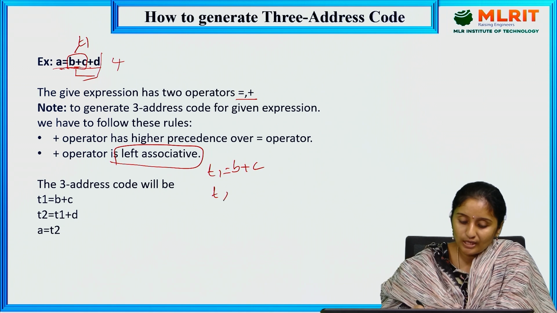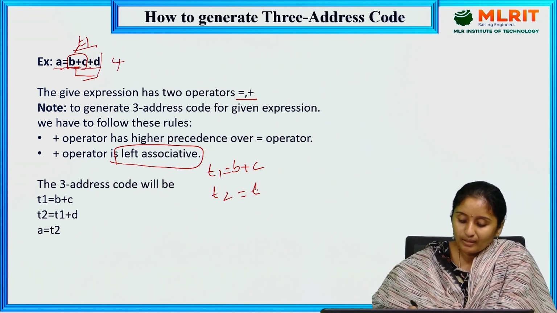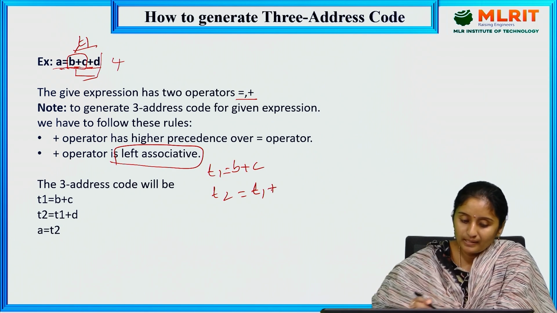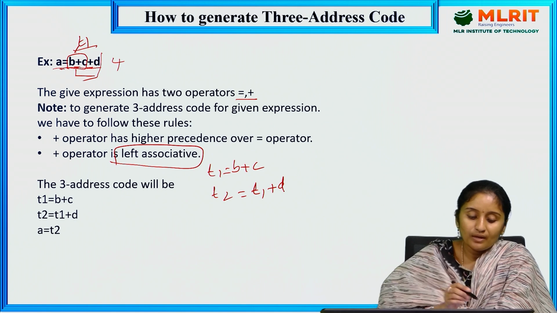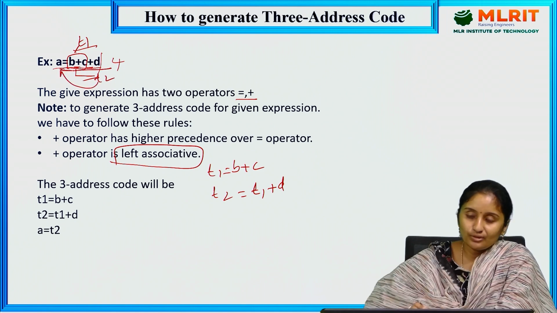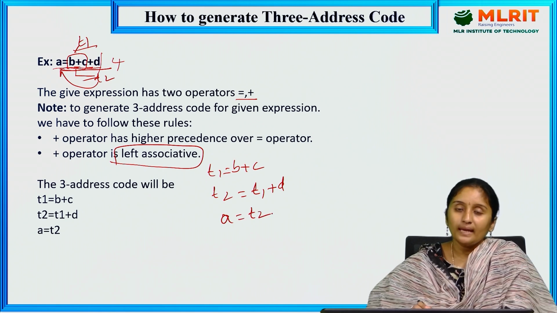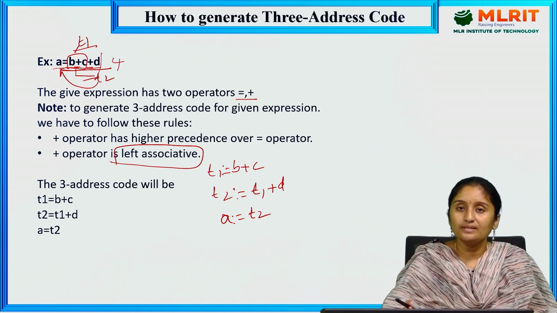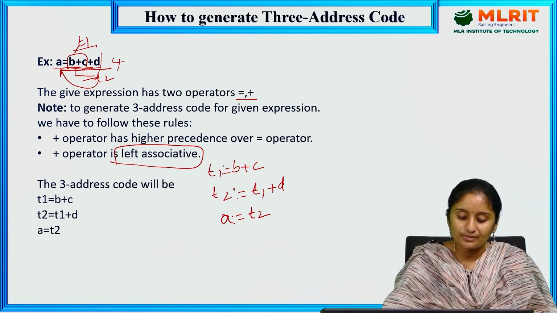Now next, T2 is equal to B plus C, which is there in the temporary variable T1. After C what I have is plus, next D. So T2 equals T1 plus D. The whole thing is available in T2. Now this T2 is assigned to A. A is equal to T2. So this is the way we generate the 3 address code.